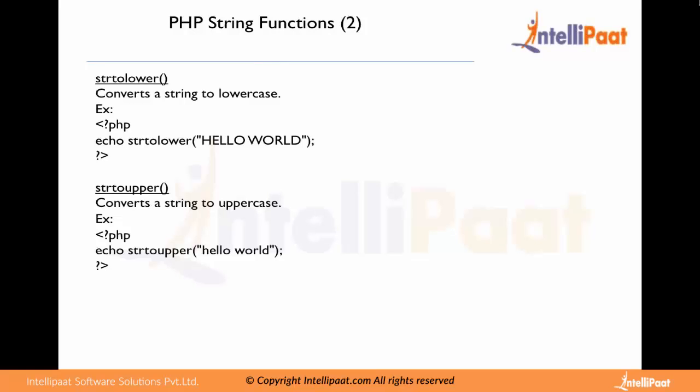Next we will see strtolower function. This function will convert a string into lowercase. Suppose I have a string and I want to make it into lowercase, then I can use strtolower function. Whatever string I pass to this function, it will return me in lowercase. Similarly, we can use strtoupper. This function converts a string to uppercase. Whatever string we pass to the strtoupper function, it will return me the string in uppercase.